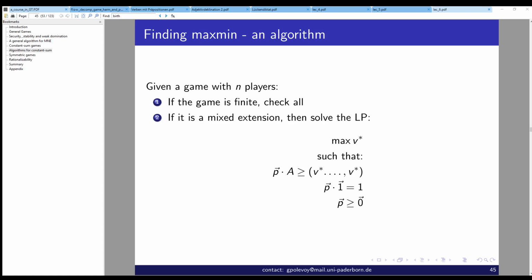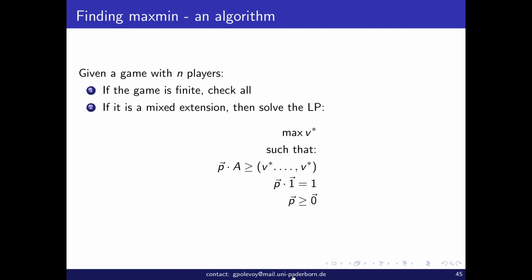So now we are going to look at some algorithms. Let us look at an algorithm for finding the max-min value. Now that will work for n players. So we can use it often for 2 players, constant sum game, but the algorithm for max-min works for n players. It's also good for n players, regardless whether it's constant sum or not.